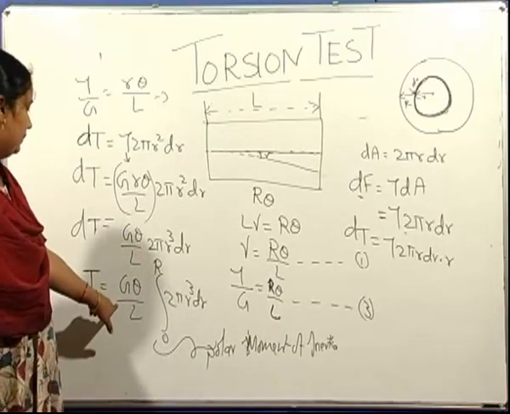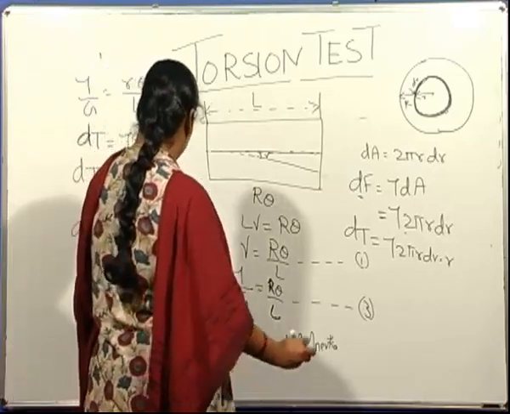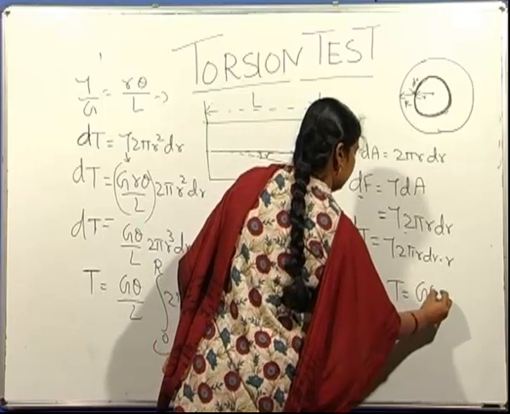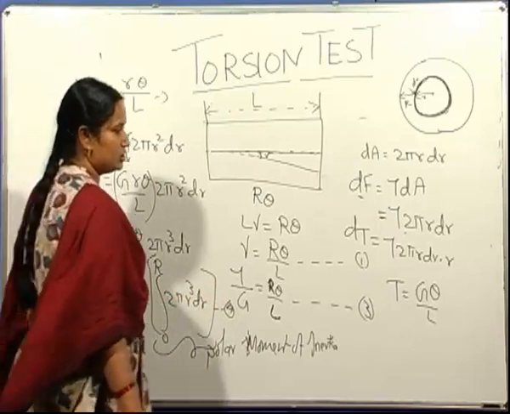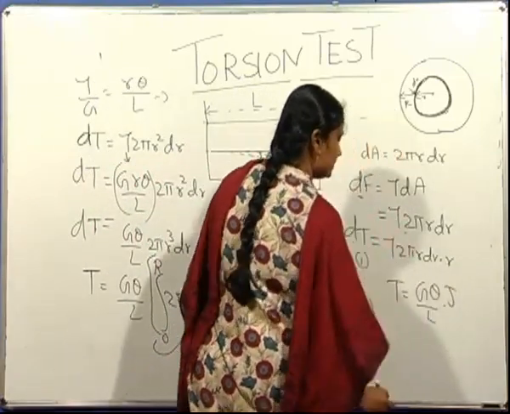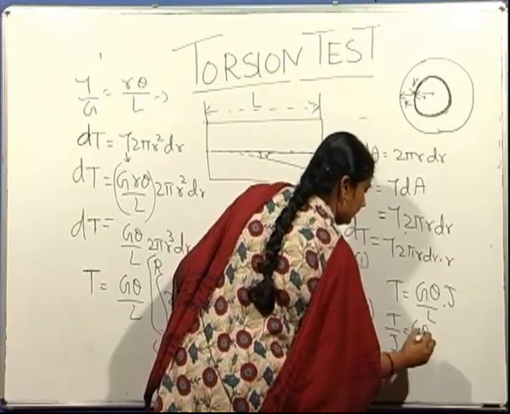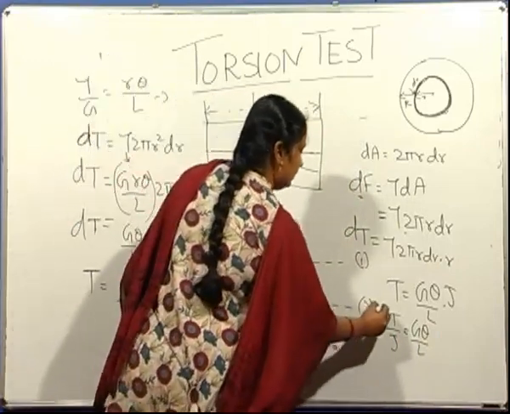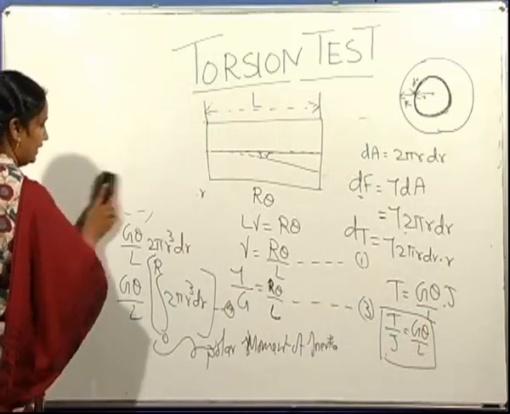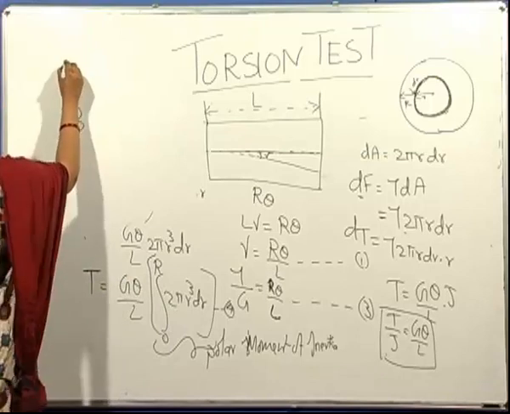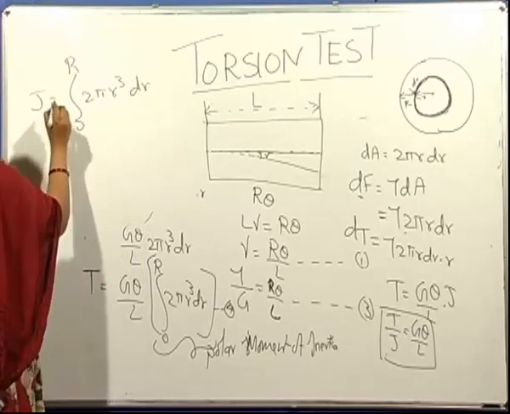So this is equation 4, which is further simplified into T is equal to G theta by L. This integral is J, that is the polar moment of inertia. So from this we can write T by J is equal to G theta by L. So this is the equation for torque, where J can be obtained by this integration 0 to R 2 pi r cube dr, which is the polar moment of inertia.